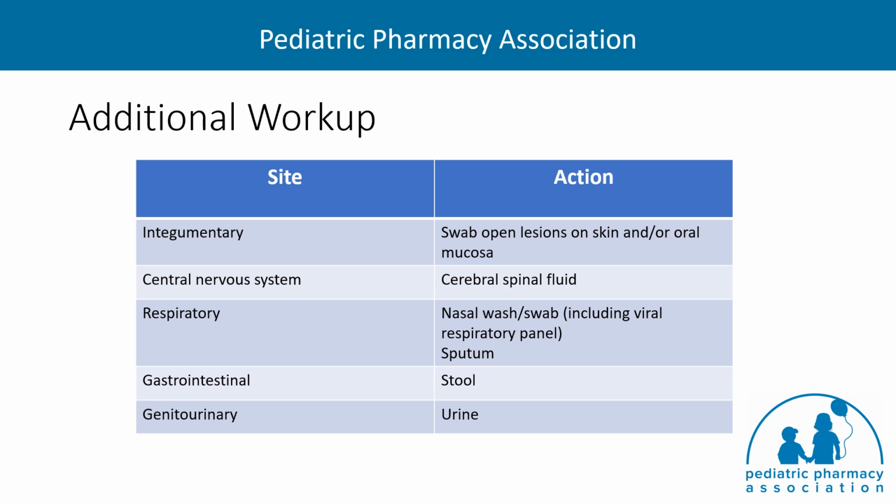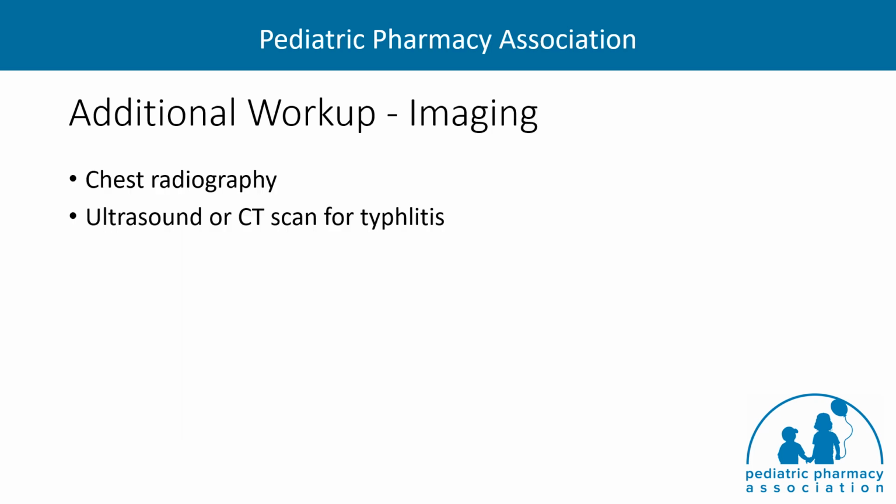If the patient has any GI symptoms, you may need to check the stool, or check the urine if the patient is presenting with the signs and symptoms of urinary tract infection. Additional imaging workup may be required based, again, on the signs and symptoms the patient is presenting with. You may need to consider a chest x-ray or an ultrasound or CT for typhlitis.